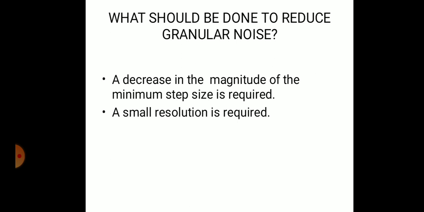So these are the two steps we can take to reduce granular noise. Now, one thing you should remember is that in delta modulation, the step size is related to the sampling frequency. In order to avoid slope overload distortion, the maximum slope of the staircase approximation must be equal to or greater than the maximum slope of the signal. You should remember this so that we can reduce the problems or disadvantages of delta modulation.